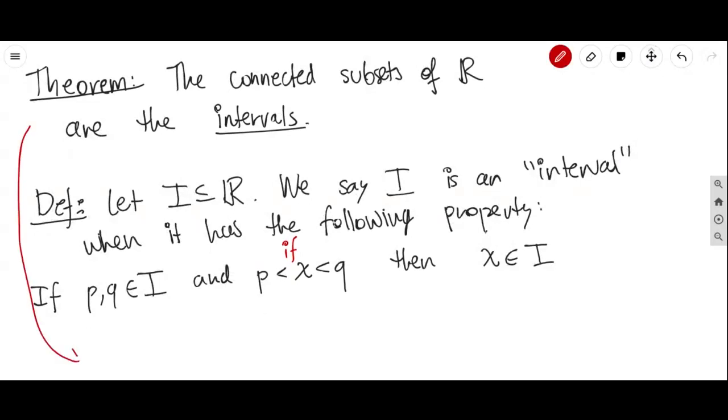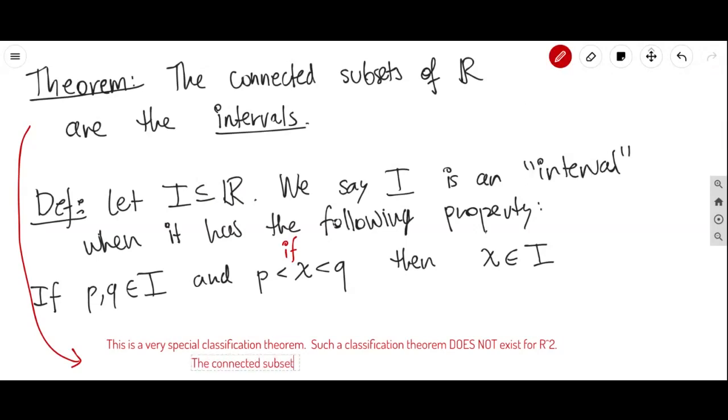Let me also make a comment. I'll write it here. So this is a very special classification theorem. Such a classification theorem does not exist for R2. It only exists for R1. It only exists on the real line, because the real line is simple enough that you have such a classification theorem. The connected subsets of R2 are way too complicated to entirely classify. There's an uncountable number of different cases that you can have.